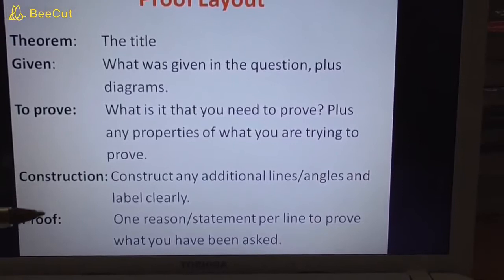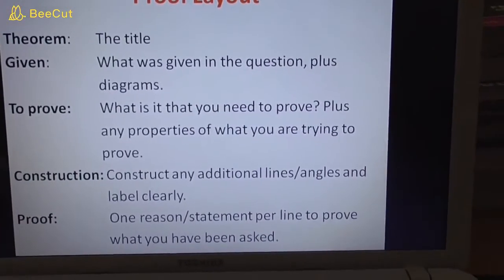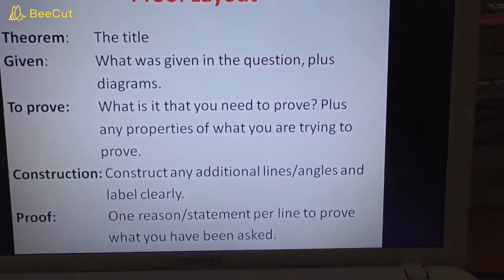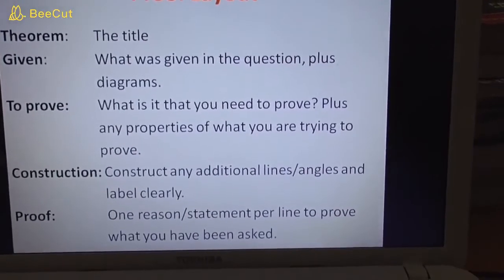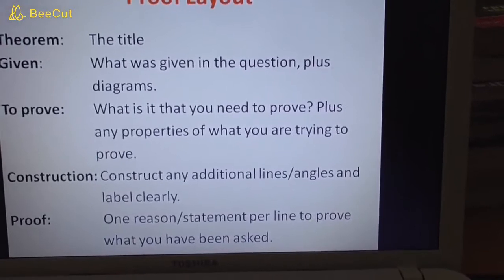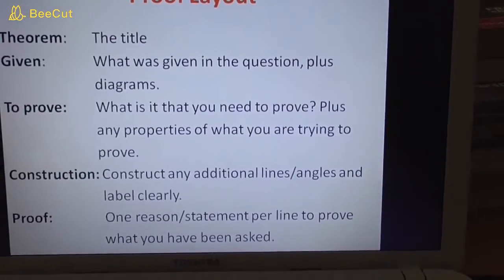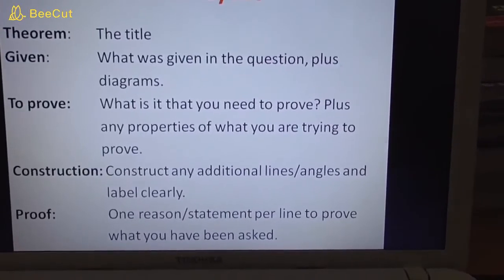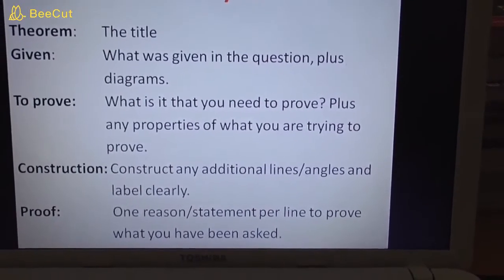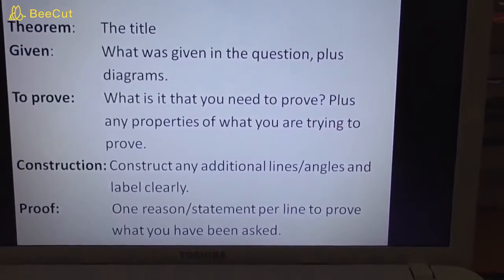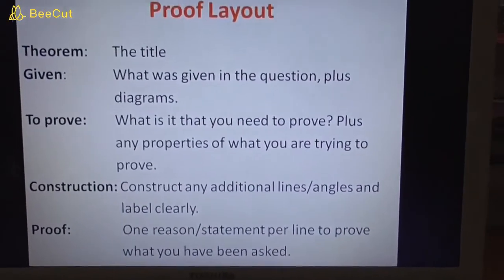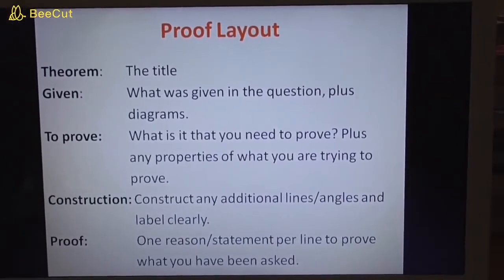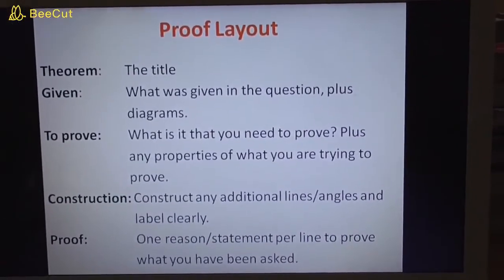And then the last part is the actual proof. So within your proof, one reason or statement per line in order to prove what you've been asked. You can't make a statement without a reason to go with it. You have to back up your statement. How do you know this is true? What's the reason for it? If you're saying this angle is equal to this angle, well, why? Are they vertically opposite? Are they alternate? Are they corresponding? What's the reason that they're equal? So that's the layout of a formal proof of a theorem. You need to know that layout off by heart.